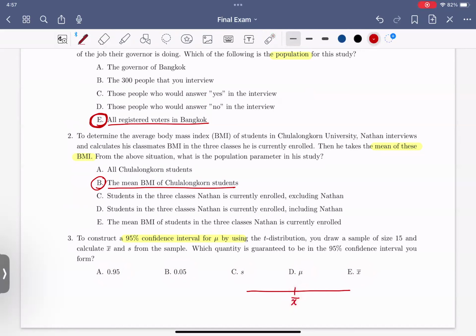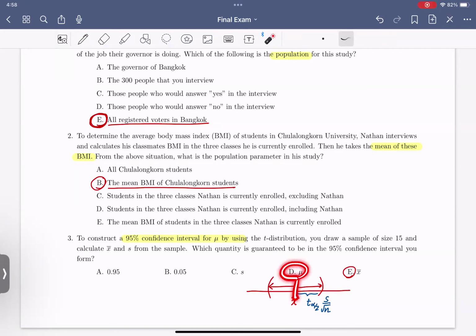And as we learned in class, you extend both sides by some amount. The amount that you extend on both sides is T alpha over 2 times S over square root of N. This is what you learned in class, that you can do it using the formula here. So the quantity that must be in the confidence interval for sure is X bar, because X bar is in the center for sure.